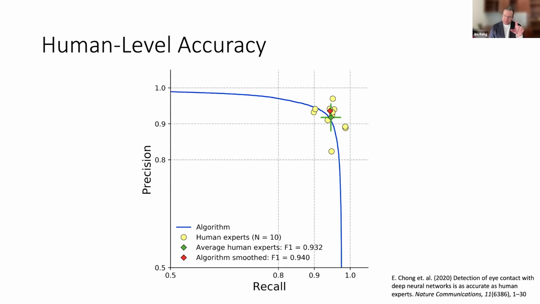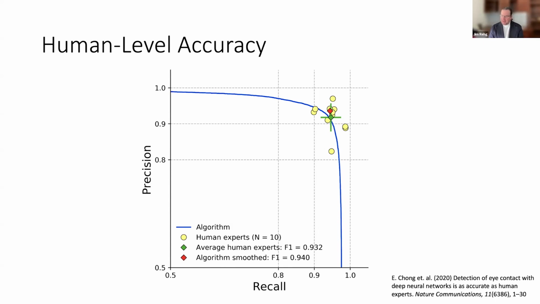And so the spread of these yellow circles is simply the inherent uncertainty in assessing a social behavior from video. Even humans disagree to some extent about whether or not something is happening. In this case, it's frame-by-frame coding of eye contact. And then that yellow spread is the uncertainty among the humans. And the green diamond with the little standard deviation bars is our AI algorithm. So this AI algorithm is right in the middle of the expert humans.